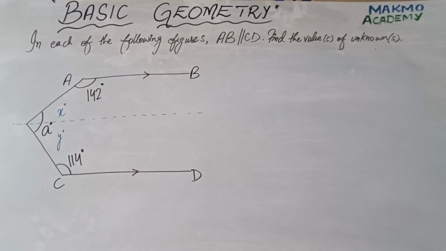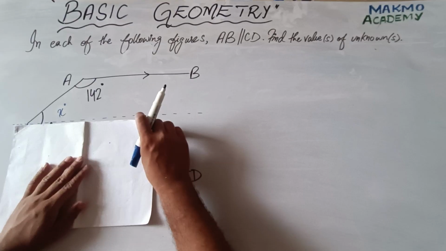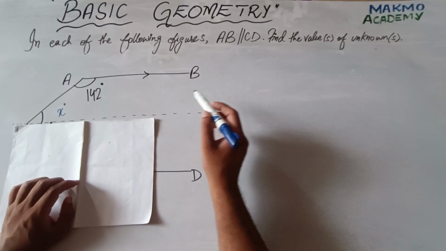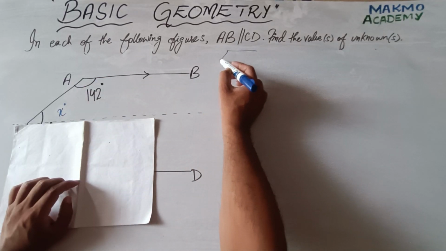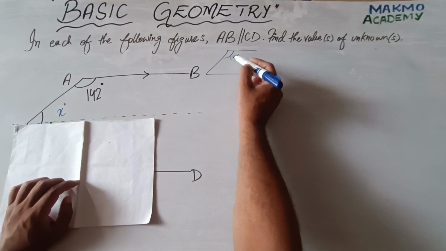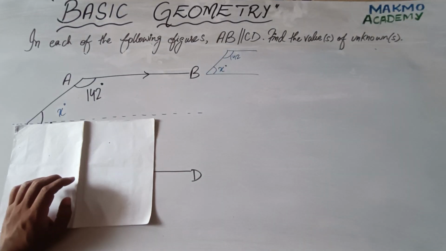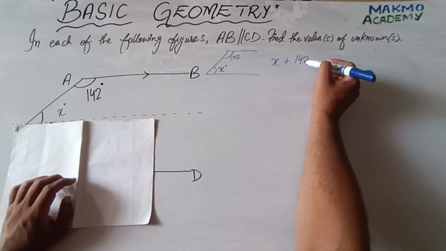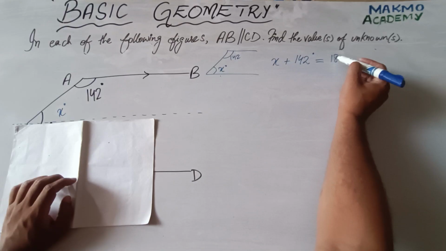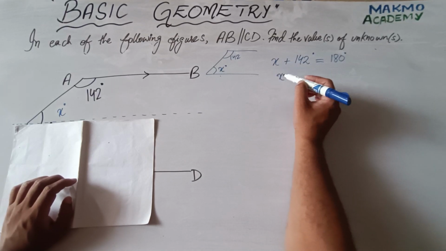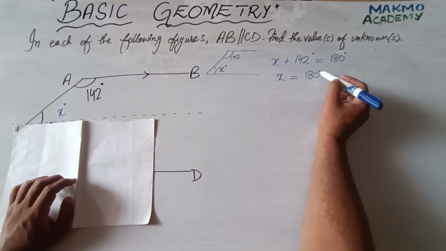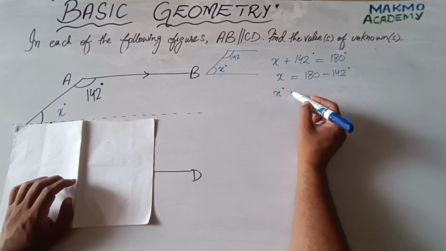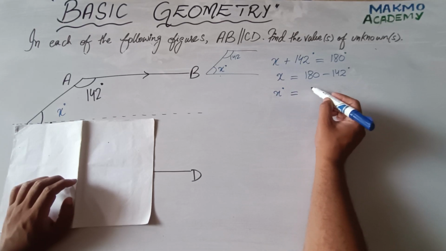If we break this into two halves, it means that if I hide the rest of the figure, I am left with this figure. They are both making the letter C. This is 142 degrees and this is equal to X degrees. Now they are both interior supplementary angles, so their sum is equal to 180 degrees. In this way I will be able to find the value of X. So X is equal to 180 minus 142, so X is equal to 38 degrees.